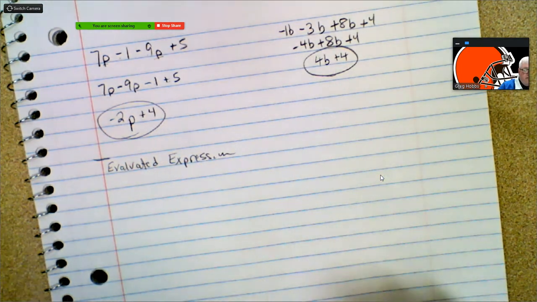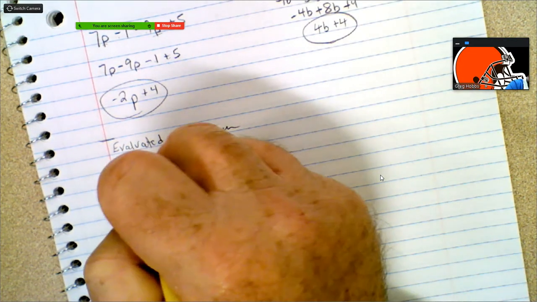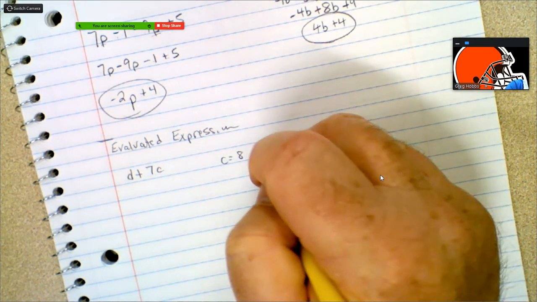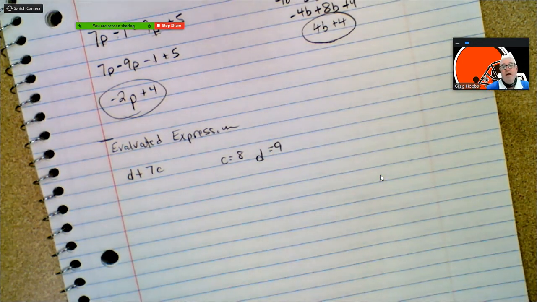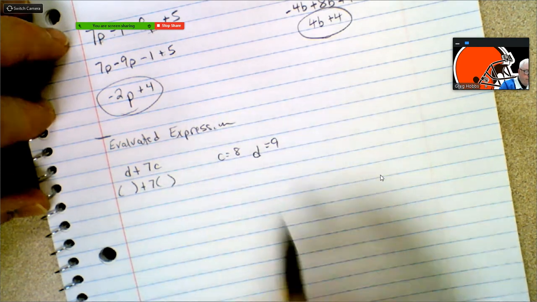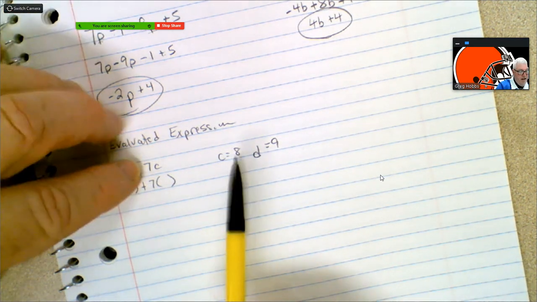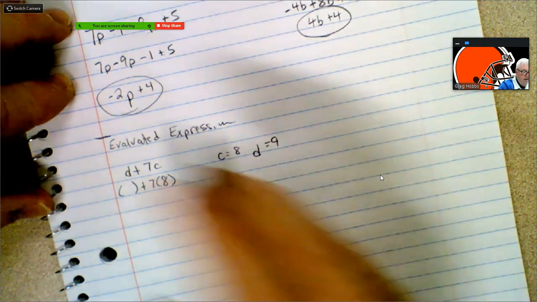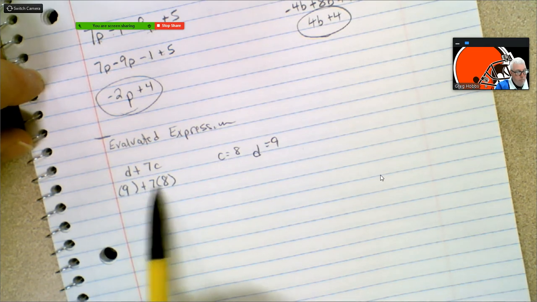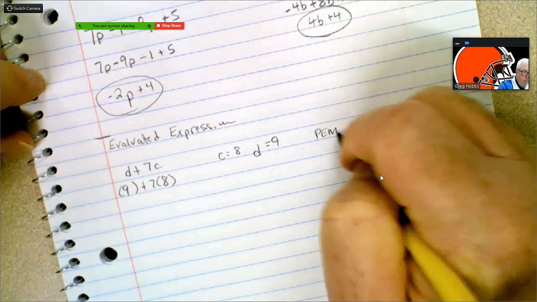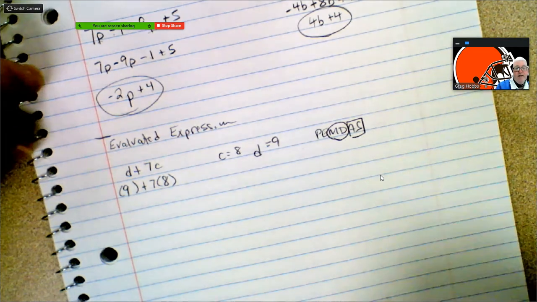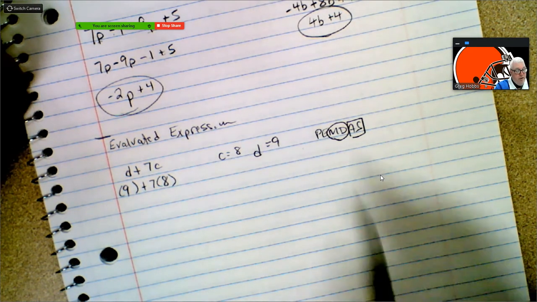And to evaluate expressions, all that means is I'm going to have D plus 7C. And where C equals 8 and D equals 9. And remember what we do here? We put parentheses for the variables. Then we fill in, it says C is 8, so I'm going to put 8 over here. D is 9, I'll put 9 over here. Order of operations says there's an addition and a multiplication problem. Order of operations, you might want to write that down. PEMDAS, that we multiply and divide before we add and subtract. We do parentheses, but there are no parentheses here.